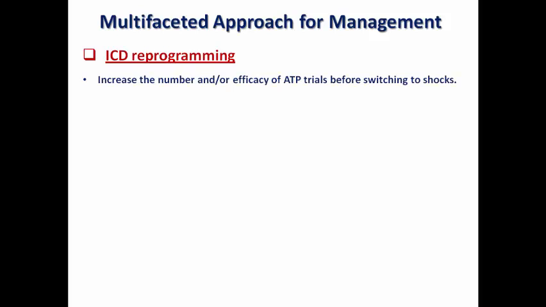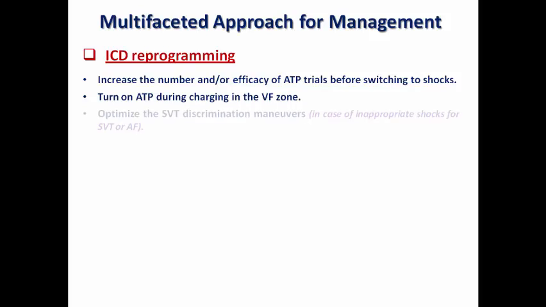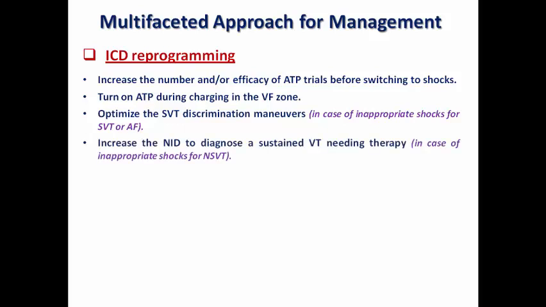There is a multifaceted approach to manage electrical storm depending on multiple therapeutic lines. First of all, ICD reprogramming by increasing the number or efficacy of the ATP trial before switching to ICD shocks, turning on the ATP during charging in the VF zone, which may help to terminate the VT during charging, so minimizing the need for shocks, optimize the SVT discrimination maneuvers in case of inappropriate shocks for SVT or AF, increase the number of interval detection to diagnose a sustained VT necessitating therapy in case of inappropriate shocks for non-sustained VT.